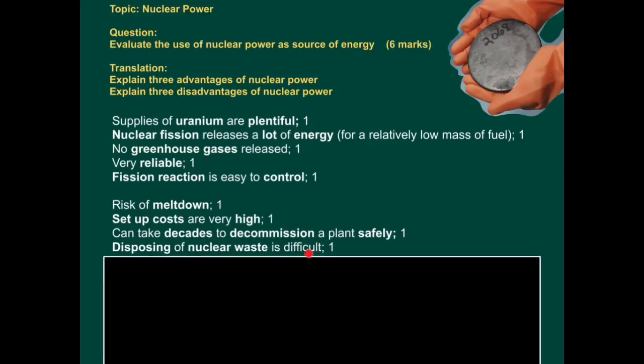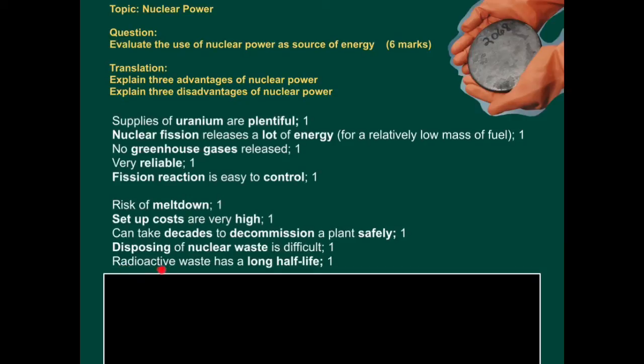Disposing of nuclear waste can be tricky because it remains radioactive. It needs to be put somewhere where it won't harm living organisms. And radioactive waste has a long half-life. In other words, it remains radioactive for a long time. So 3 from here, 3 from here, at least.